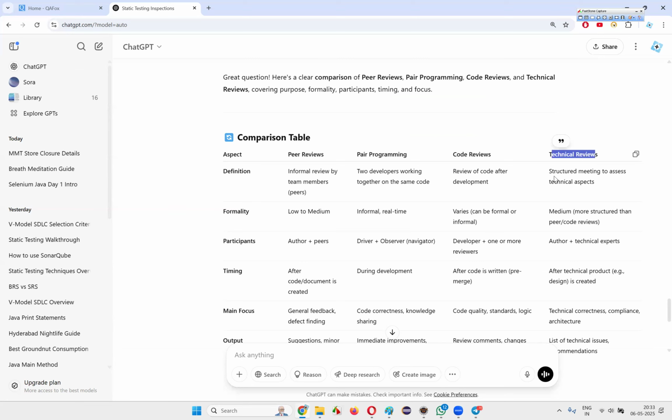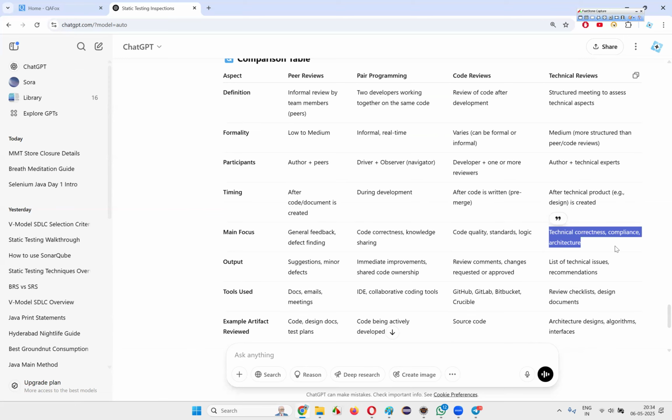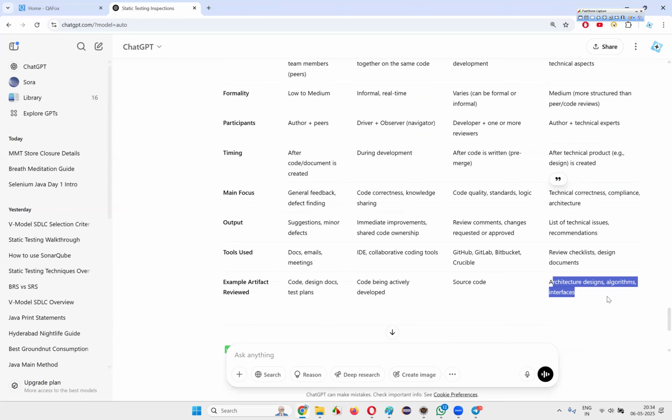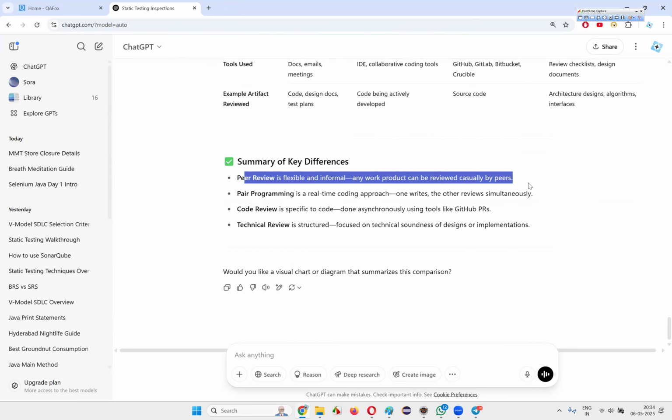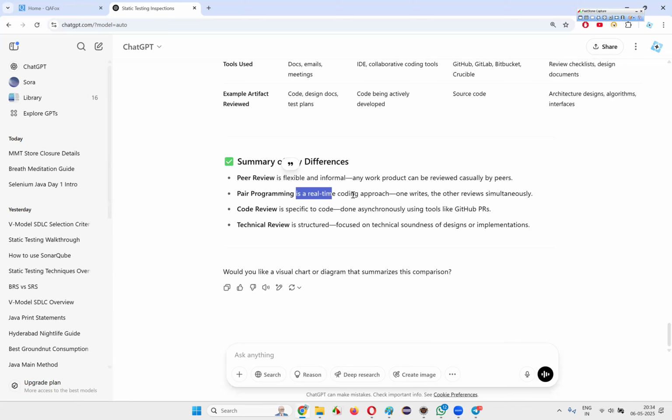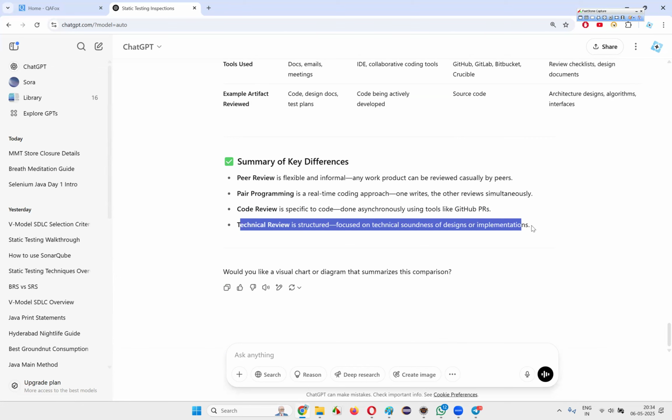And technical review is a formal way, where a structured meeting assesses technical aspects. Technical review means a formal way of doing the review. Mostly in peer review and pair programming, the informal way will be there, but in technical reviews, a meeting kind of thing will be conducted. Peer review is flexible and informal. Pair programming is a real-time coding approach; one writes and the other reviews simultaneously. Technical review is structured, with focus on technical soundness of designs or implementations.